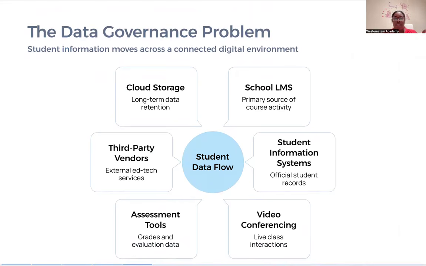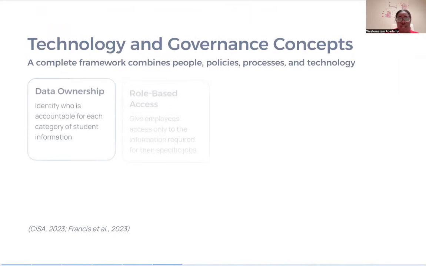This is the data governance problem. Student information moves across a connected digital environment. Student data will flow to the school LMS, the primary source of course activity; student information systems, official student records; video conferencing, live class interactions; assessment tools, where grades and evaluation data are kept; as well as third-party vendors. These would be external edtech services, as well as cloud storage, which would be long-term data retention.